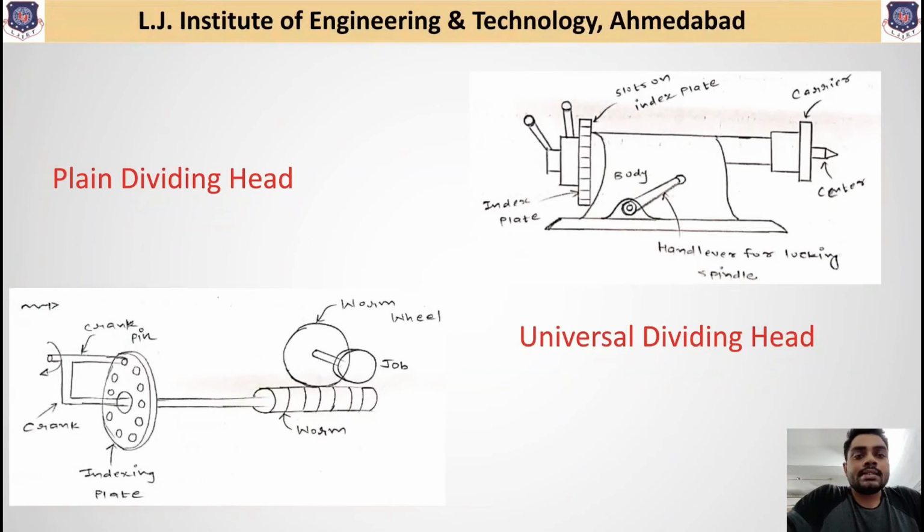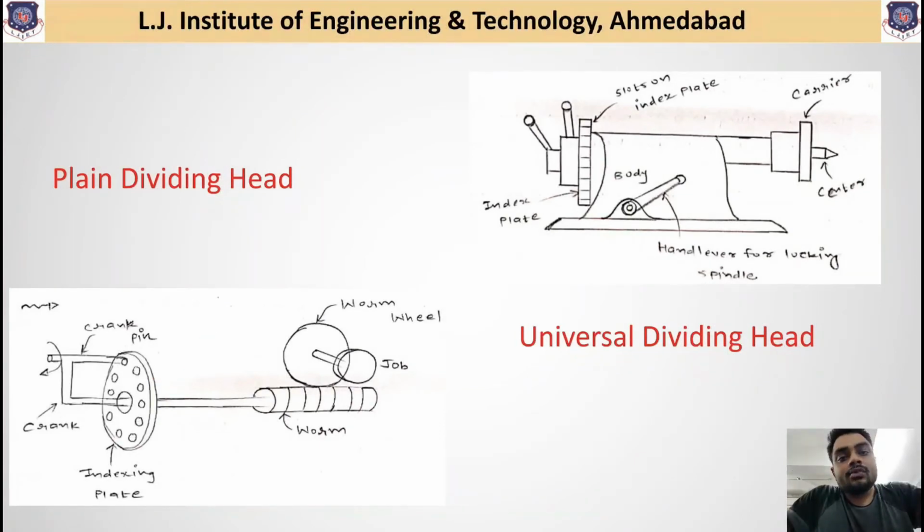So we have discussed here mainly the plain dividing head and universal dividing head and how they differ. In simple words, this plain dividing head is useful for only 12 to 24 equal divisions on the workpiece, whereas this universal dividing head will be helpful for more than 24 divisions on the workpiece. And these indexing plates shown over here are available in standard sets, and these standard indexing plates are called the Brown and Sharpe indexing plates.